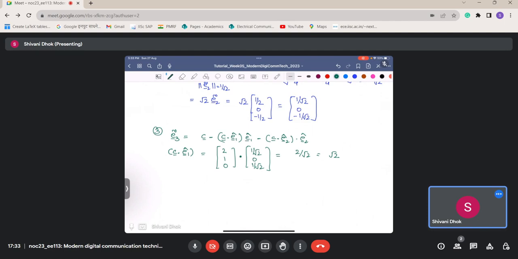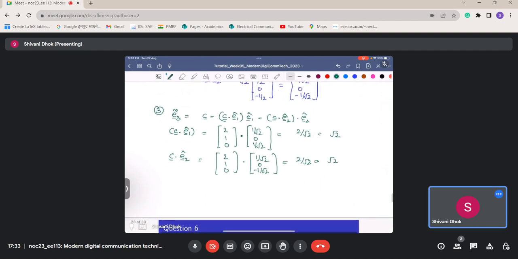And similarly, c into e2 hat is simply the dot product of (2, 1, 0) with (1/root 2, 0, -1/root 2), which is again 2 multiplied by 1/root 2 plus 1 into 0 plus 0 into -1/root 2. So this is also 2 by root 2, which is equal to root 2.